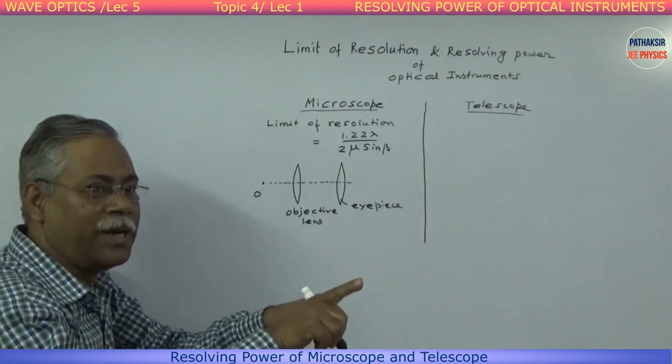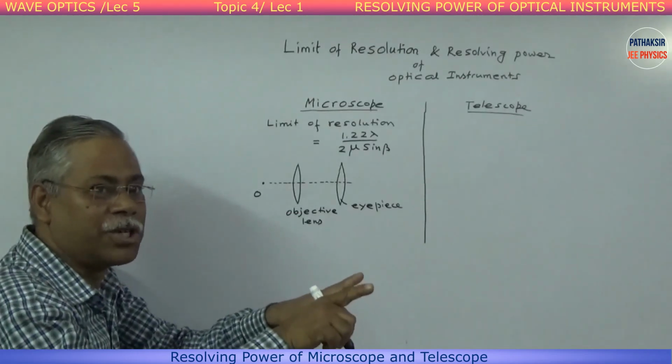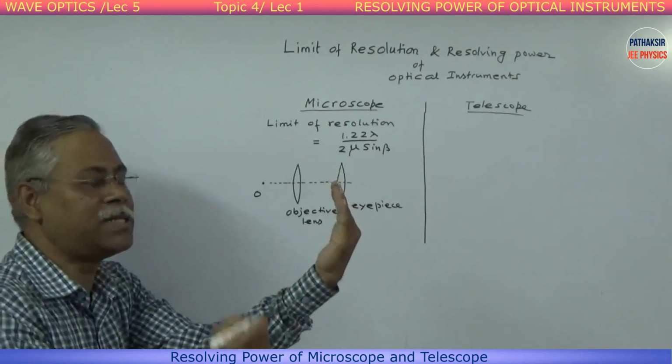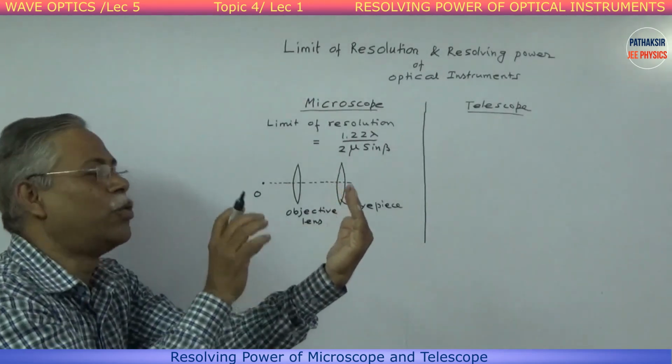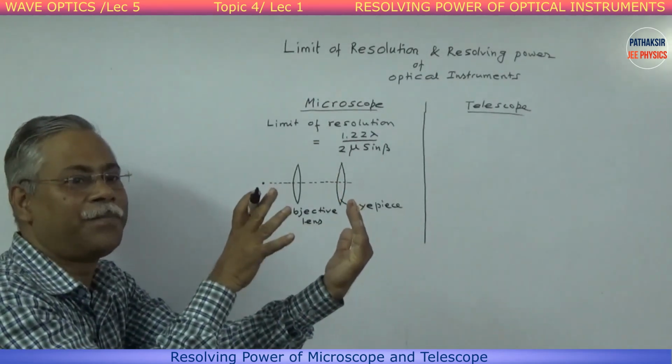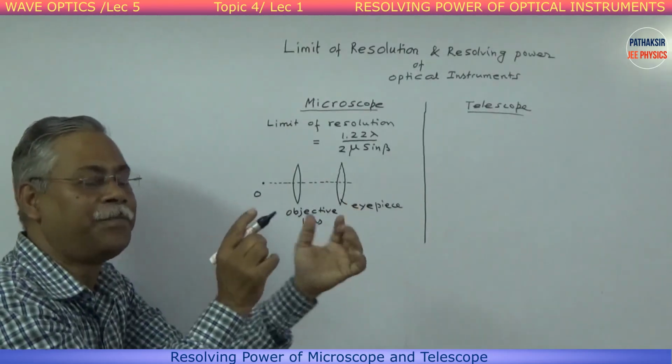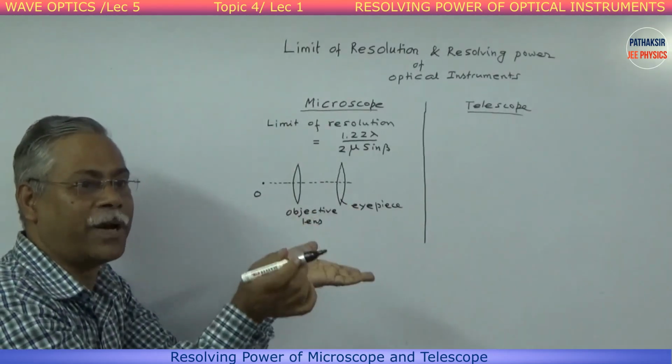So you are considering the limit of resolution. It means in front of the lens there are two points, and the question is whether the lens can resolve, or identify, those two points as two different points.